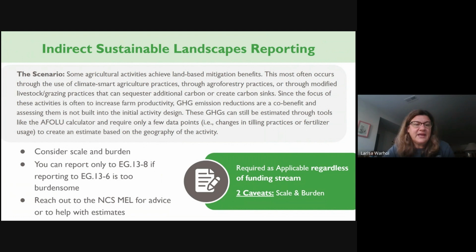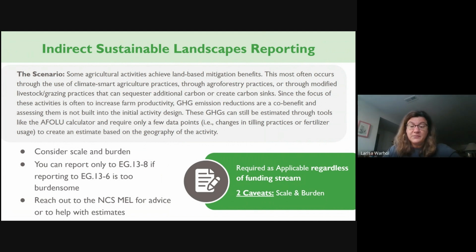And then finally, again, as we've talked about with agricultural activities, you might be doing a climate smart ag program. And so while the activity itself might be focusing on increasing farm productivity, one of the co-benefits might be that there are some GHG emission reductions achieved. Again, there are so many different tools you can be using, but this can be tricky because it depends on the size of the activity. So maybe you're not working with that many farmers, and the level of burden it would be to report on the greenhouse gas emissions is really just not worth the effort.